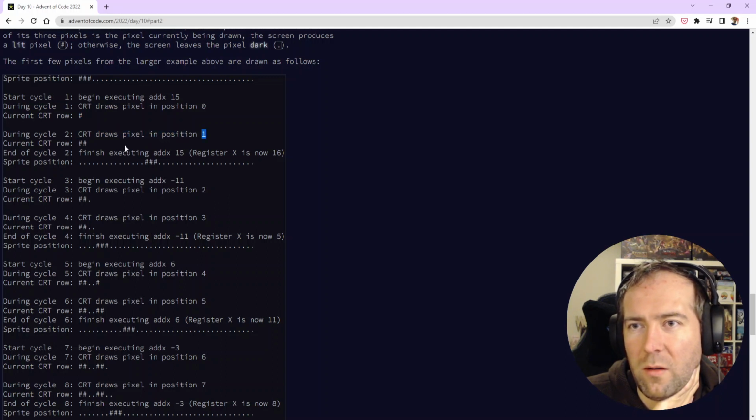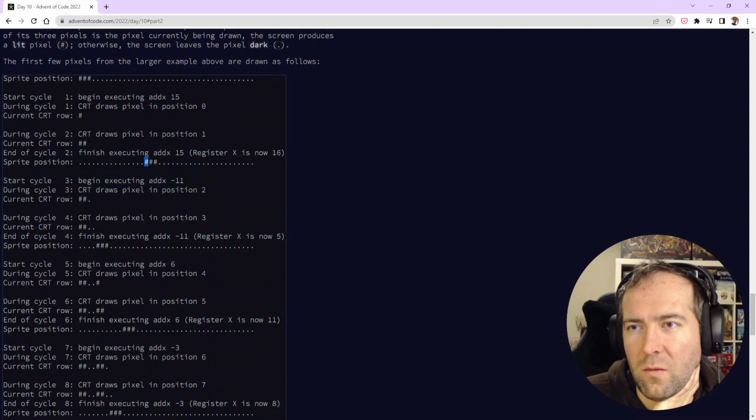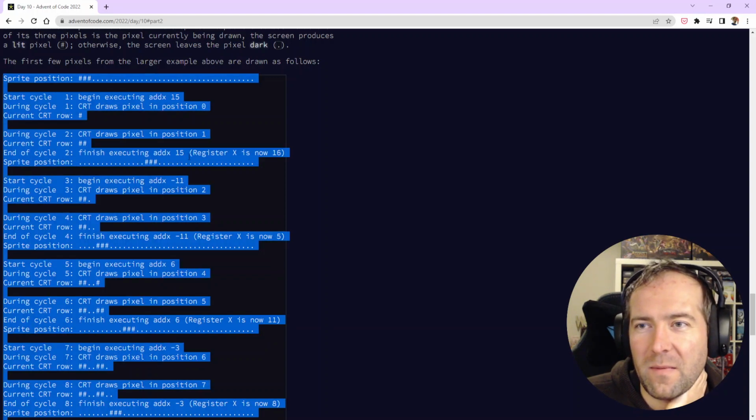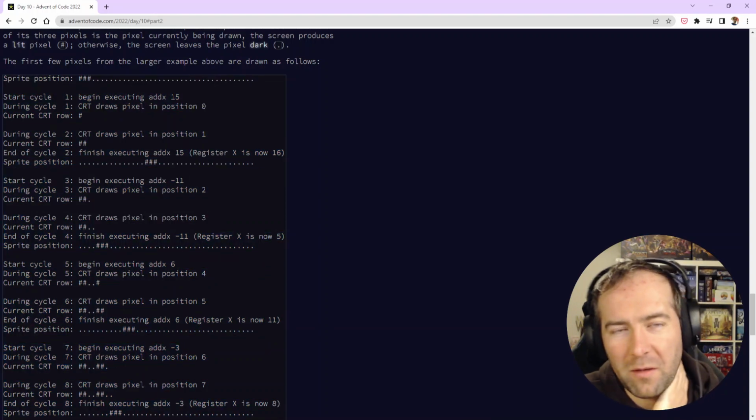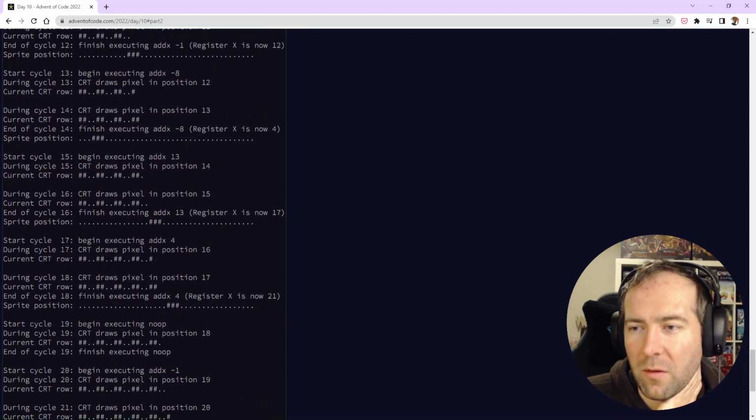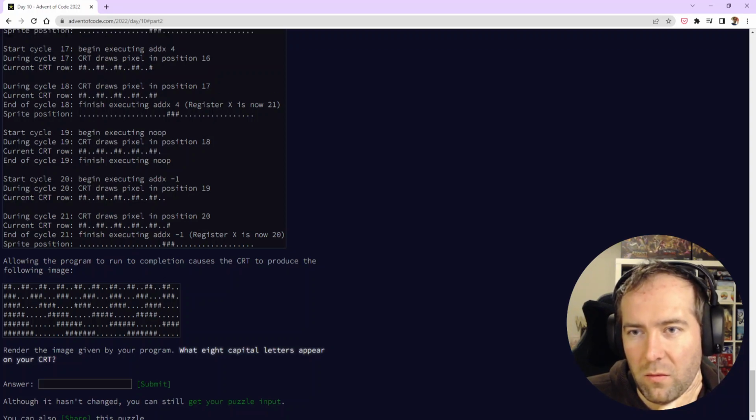We're drawing position 1. And it's finishing executing at X 15, but the register is now 16. So our sprite jumps, but the sprite was there during the draw cycle. Oh my god, this is a timing nightmare. This during and end tripped me up in my first attempt, and it's going to trip me up again. I just feel it. But okay, I see what's happening here. And this runs for however long.